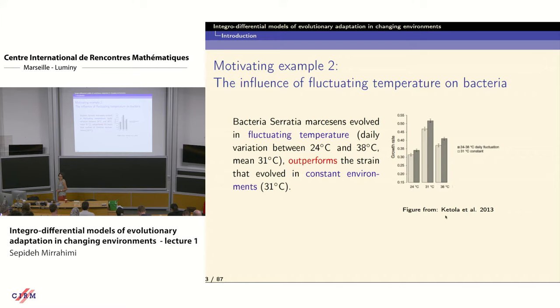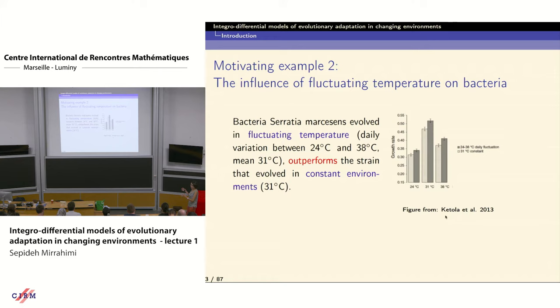A second example concerns a biological experiment on some bacteria. The biologists kept two populations of bacteria, which were initially genetically identical, in two different environments. One of them was in a constant environment where the temperature was kept equal to 31 degrees, and the second was in an oscillating temperature environment where the temperature varied between 24 and 38 in a periodic way, okay? So a daily periodic change of temperature.